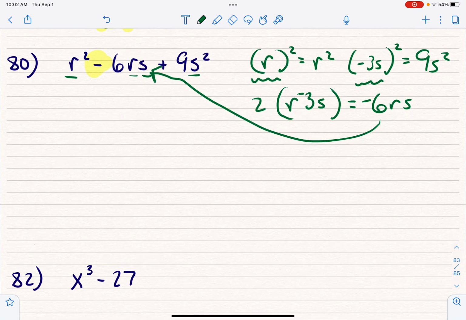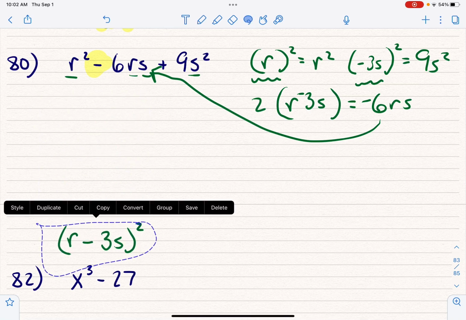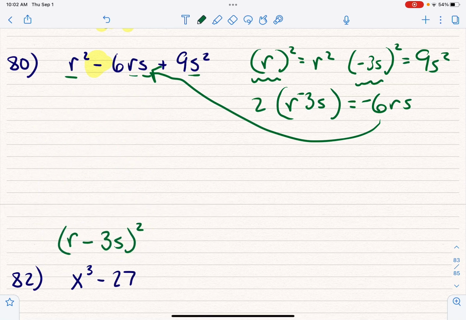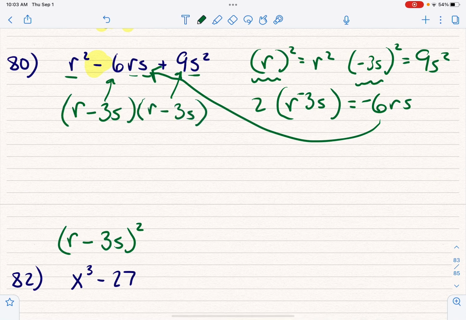So I know, now this isn't conjugate. It's not difference of two squares. This is a perfect square. I know that this is going to factor down to r minus 3s squared. That's what I'm going to get. Now you could say, well, I look at this and go, what are the factors of 9 that add up to be negative 6? Well, it's negative 3, negative 3. So I know this is going to be r minus 3s times r minus 3s.